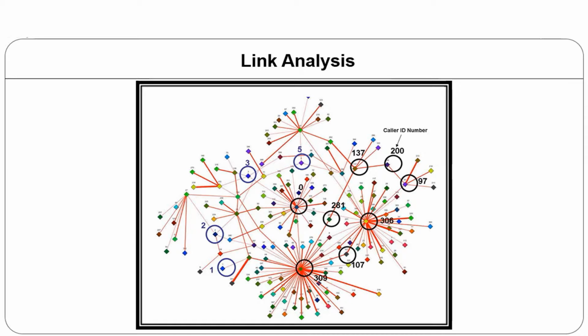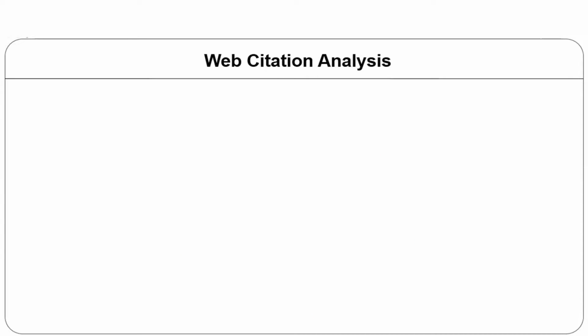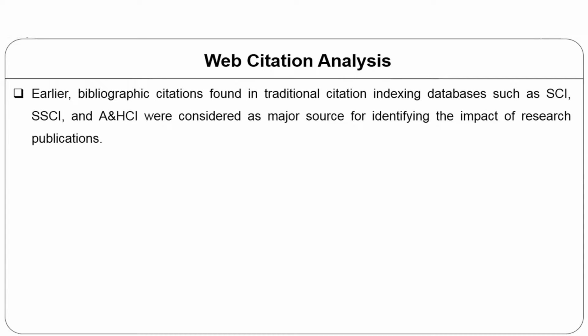Webometric ranking of world universities has been conducted since 2006 to identify the web presence of world universities through the link analysis method. Another area of webometrics which is of importance is web citation analysis. Earlier, bibliographic citations found in the traditional citation indexing databases such as SCI, SSCI and AHCI were considered a major source for identifying the impact of research publications.